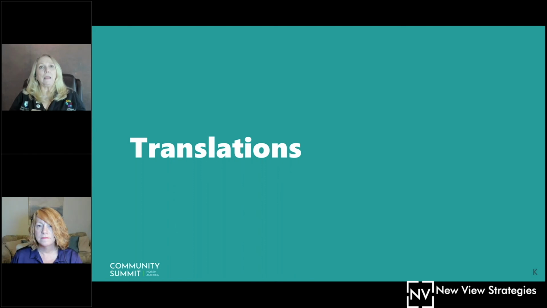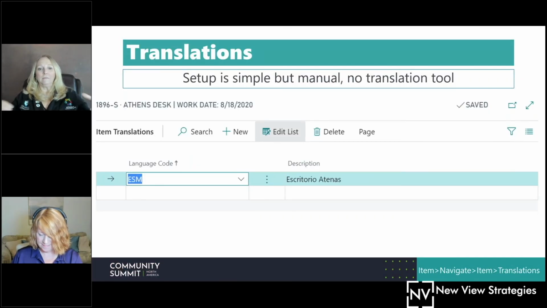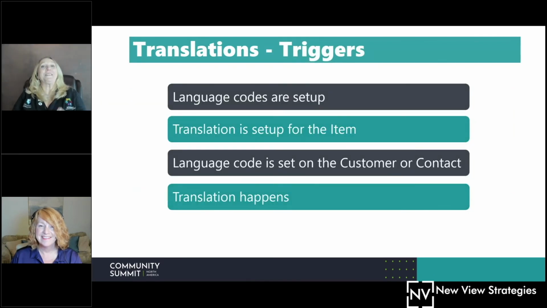And setting up a translation was super simple. I picked a language. I picked Mexico Spanish, and I Googled for the description, and I got Escritorio Atinas. I can do a little bit of Spanish accent, being from Texas. And that was it. I mean, it's 2 little things to set up. Super easy setup, right? There's no translation tool. You have to figure that out on your own. And so then I wanted to know just, okay, so what makes it tick, right? What makes it work? What's the trigger?